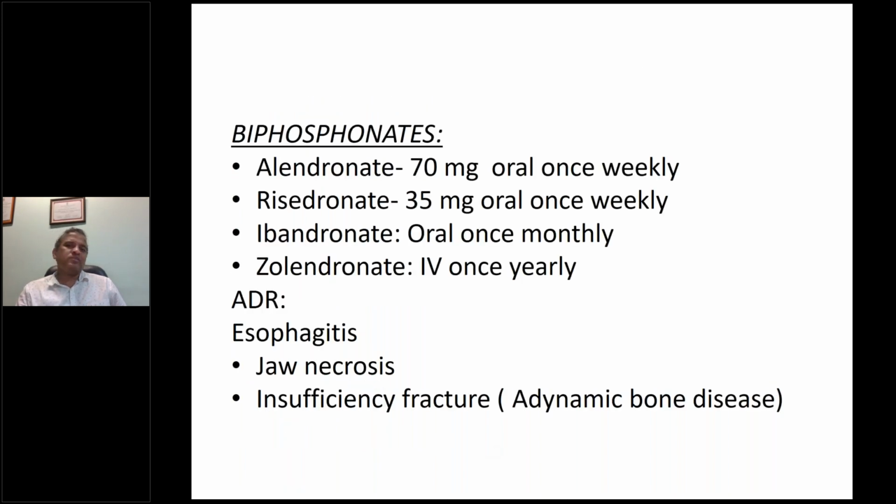Bisphosphonates are commonly used. They have various names: alendronate, risedronate, ibandronate, and zoledronate. The first three are oral. Alendronate and risedronate can be given on a weekly or even daily basis, but ibandronate is given on a monthly basis. Zoledronate is available as an IV infusion, which is given once yearly for a diagnosed osteoporotic patient.